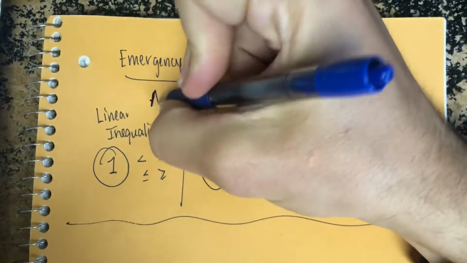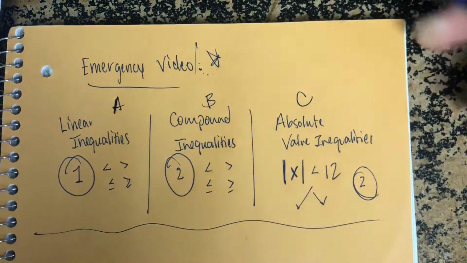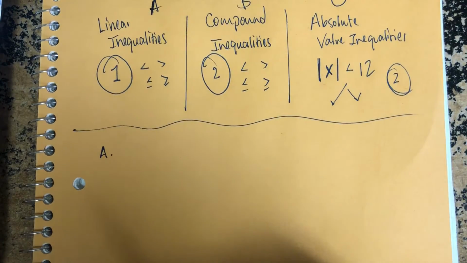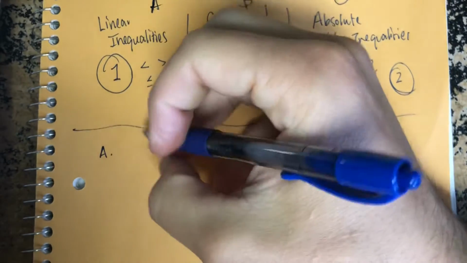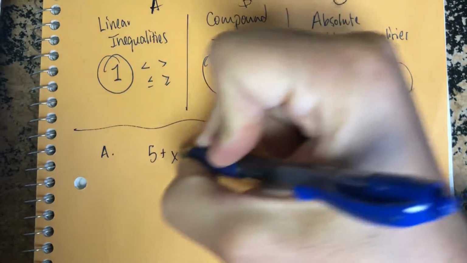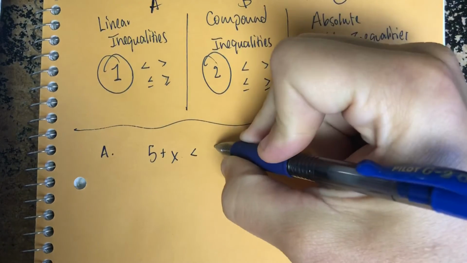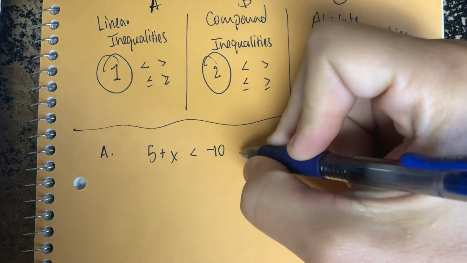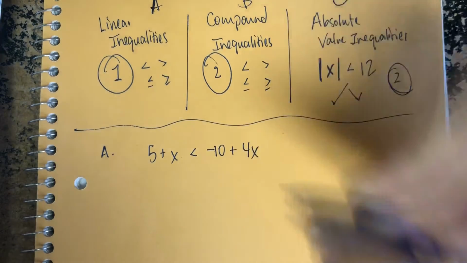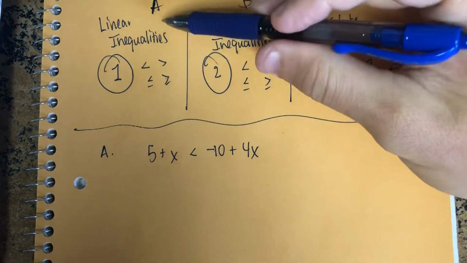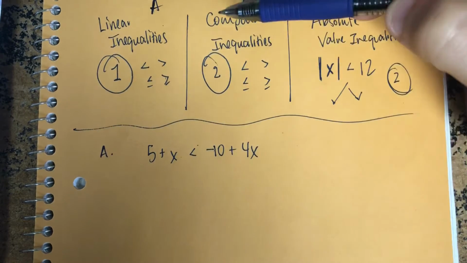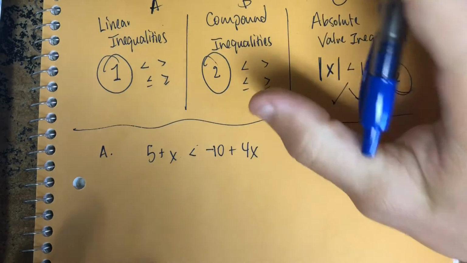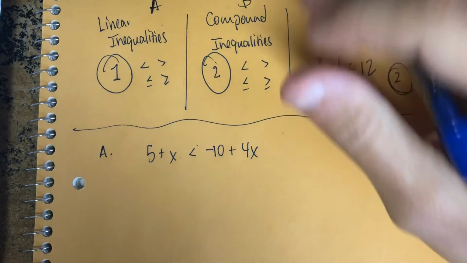Let's just call this A, B, and absolute value is going to be C. So an example of a linear inequality. I'm just making these up on the spot. Let's say we have like 5 plus x is less than a negative 10 plus 4x, right? Okay, linear inequality. It's got one inequality sign. That's it. That's how you recognize it right away. Nothing else. These are simple. Don't overdo them. Don't overthink them.